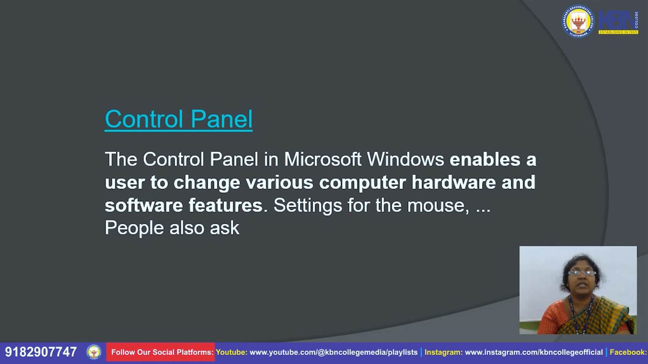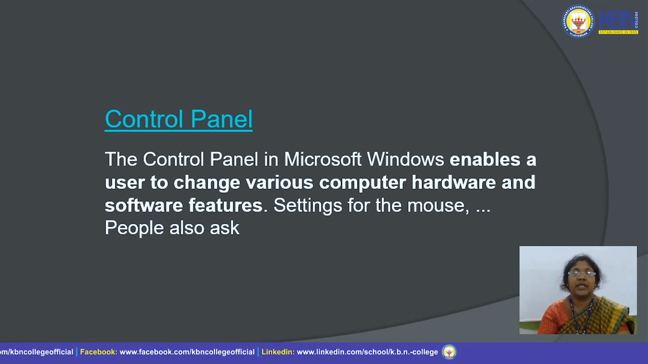The Control Panel in Microsoft Windows enables a user to change various computer hardware and software feature settings, like the mouse. For example, a computer is a combination of input and output. What is the meaning of input and output? These are the devices to get the data and to put the data. Okay, not only the devices, we need application software also. So the Control Panel manages all those devices and software.